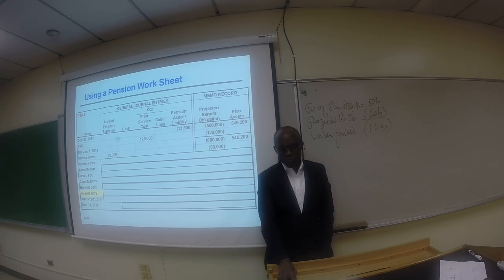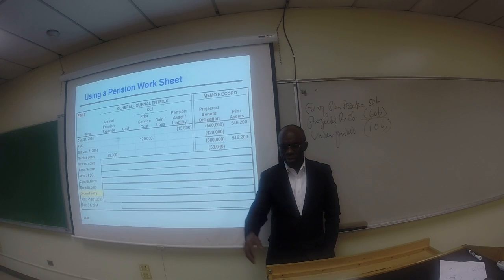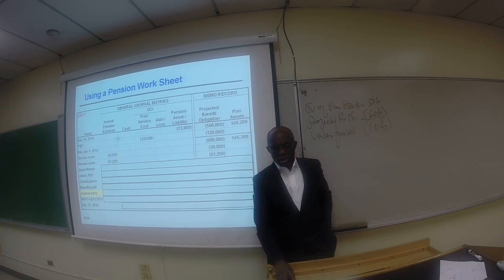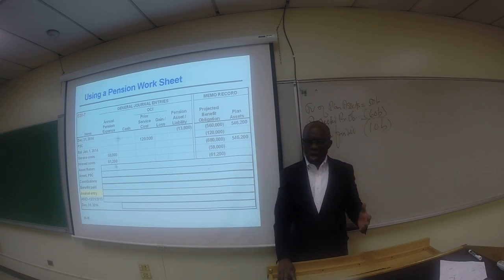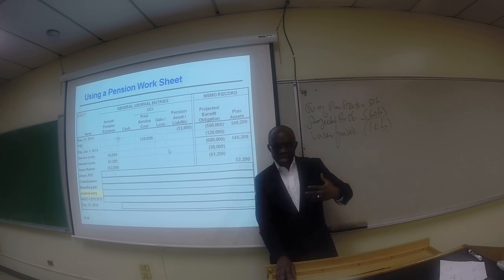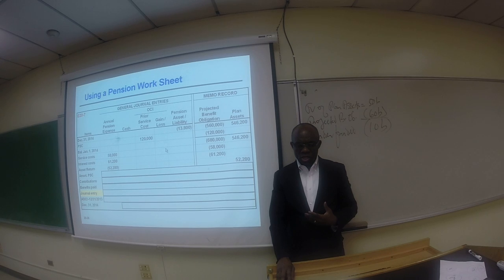Now let's take a look at the service cost for the current period. Annual pension expense is $58,000. That is the service cost. Obviously, that increases the projected benefit obligation. The interest cost increases the annual pension expense, and of course that also increases the projected benefit obligation. The asset return of $52,280 decreases the annual pension expense. It's one of the components of the pension expense, and of course that increases the plan asset.